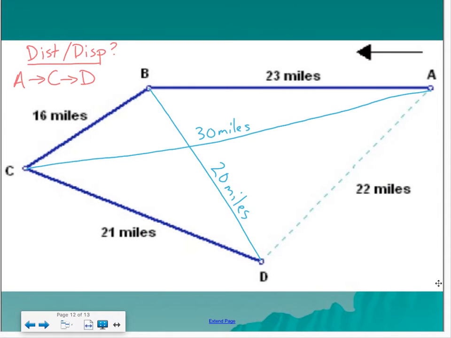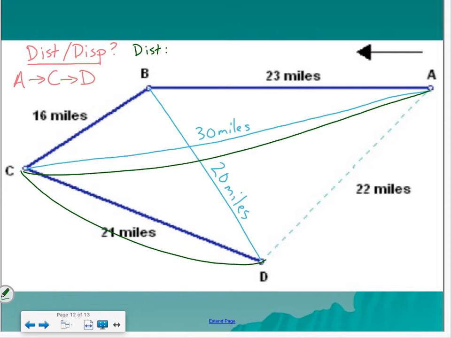ACD. Where's the other C? All right. Did you guys figure it out? It's all about time. So your distance traveled going from A to C to D is 51. You're going from A to C, and then from C to D. So it's 30 miles plus 21 miles, which is 51. 51 miles. Very good.